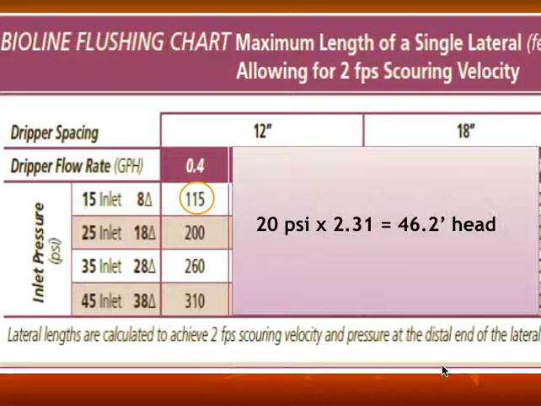And if we go back to our bioline flushing chart to determine what our inlet pressure is, we only have selections here at 115 feet and then 200. We're much closer to the 115, so we're not going to go to the full next step of 25 psi inlet pressure, but I say let's be conservative and split the difference between 15 and 25 and say that we're going to need 20 psi inlet pressure. We're going to convert that to feet of head, multiplying by 2.31. So we need 46 feet of head at the inlet of our laterals.